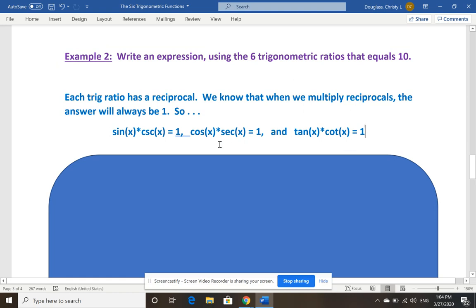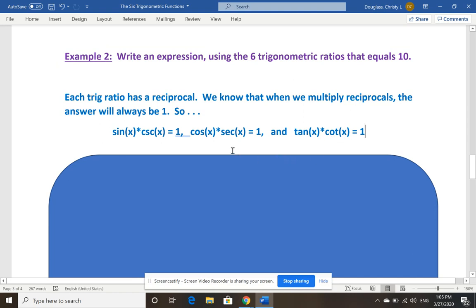Now, one of the ways that you can remember this is notice that each of these has one of the 3 original trig functions, sine, cosine, and tangent. And then if it doesn't have the word co with it, then the other function is the co. So sine goes with cosecant, cosine goes with secant, and tangent goes with cotangent. One of them is a co and the other one is not.